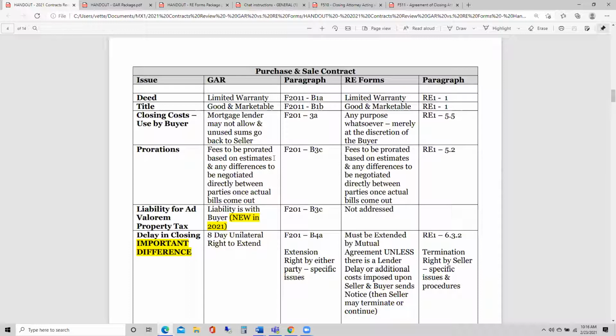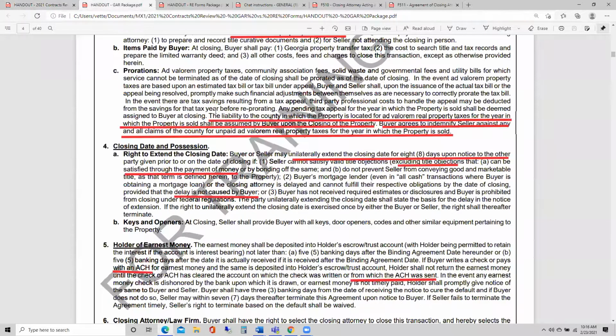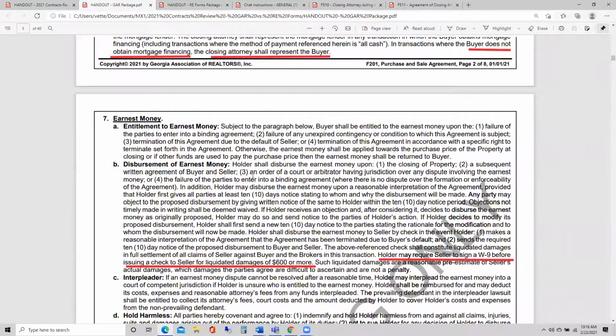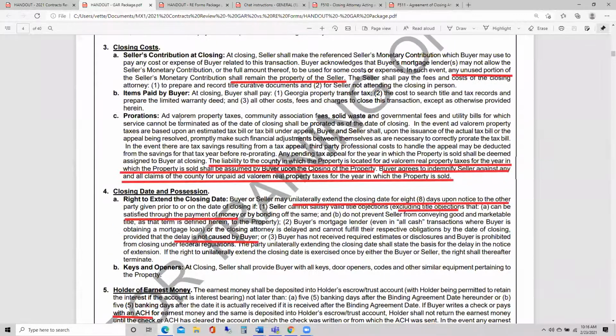However, brand new in 2021 for GAR is they've added a section about liability for property tax that lies with the buyer. So let me show you where that is in GAR. That is under this section, Prorations. And again, I don't have all this underlined, but it just says the parties are asked to make financial adjustments between themselves as necessary to correctly prorate the tax bill.